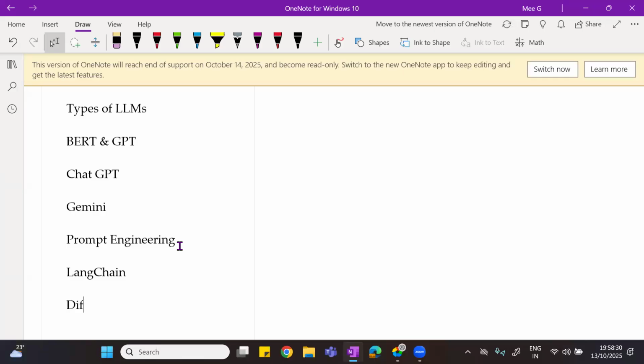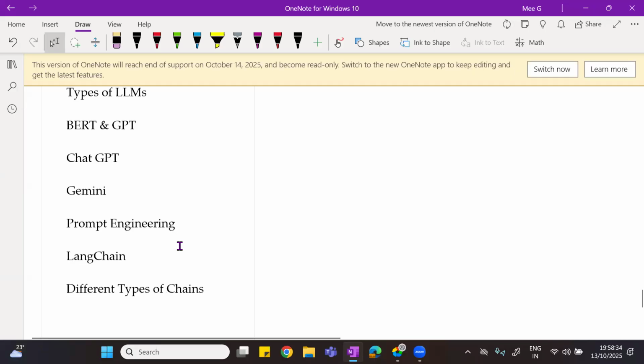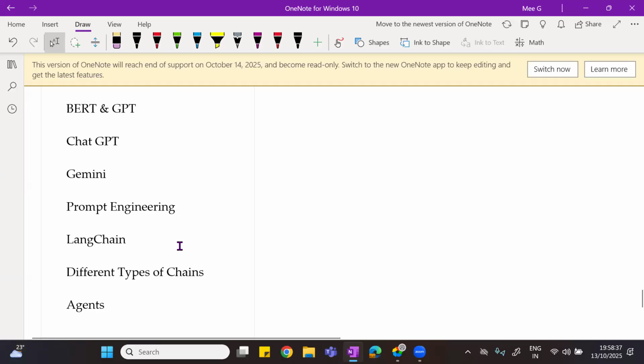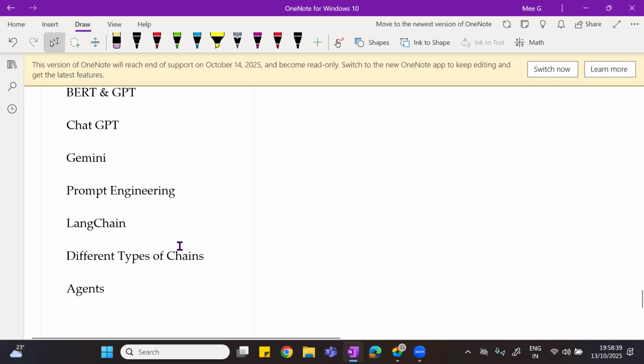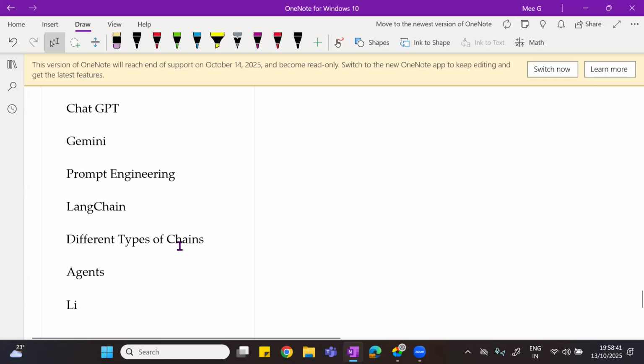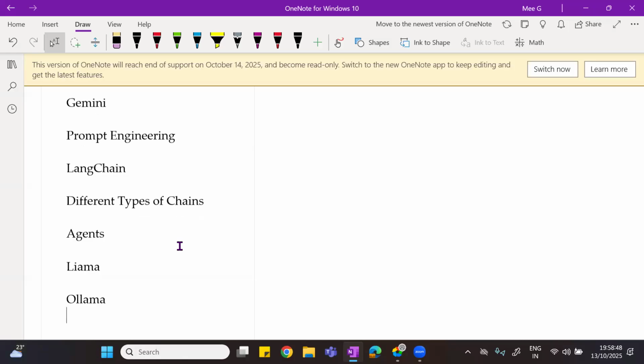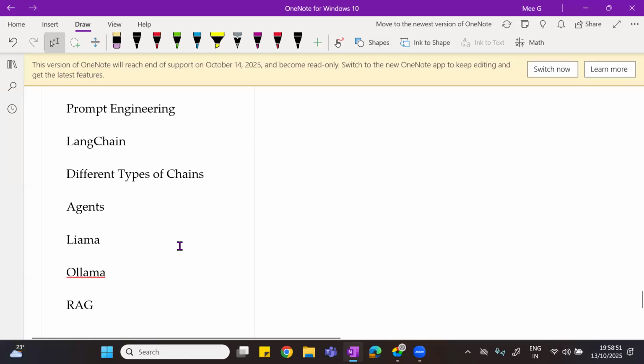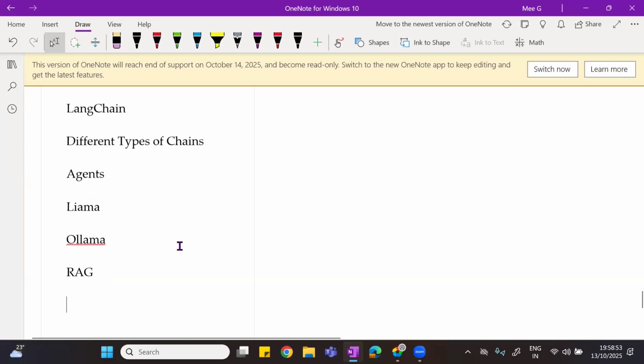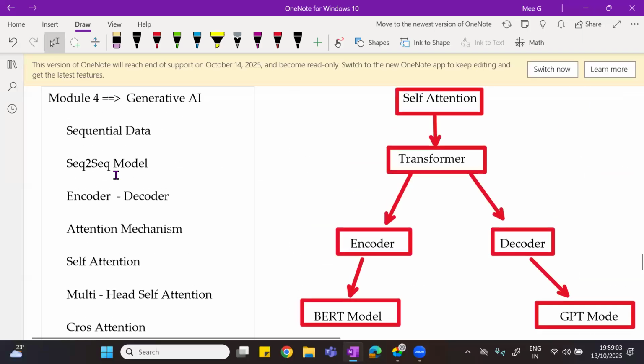Different types of chains, agents, Llama, and Ollama. Now, Ollama, we are not going to use it so much, but I'm going to give you an idea. And then we will see RAG and agents and tools also. Agents, tools. This is all about our generative AI.